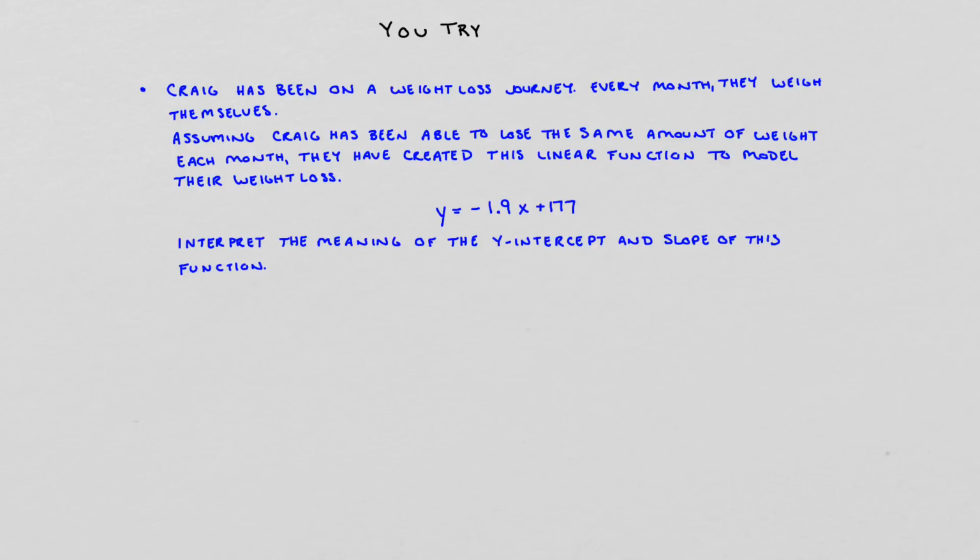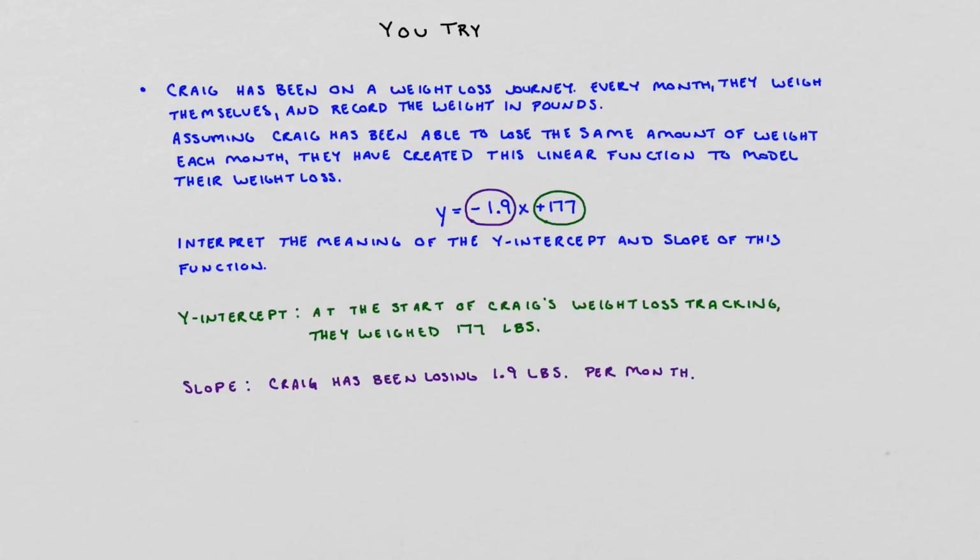Okay, here's our solution. So for our y-intercept, we're going to note that 177 is our y-intercept. So at the start of Craig's weight loss tracking, they weighed 177 pounds. Also, notice this time our slope is negative, so now we're going to see a decrease. Specifically, since we were talking about Craig's weight loss, we're saying Craig has been losing 1.9 pounds per month.